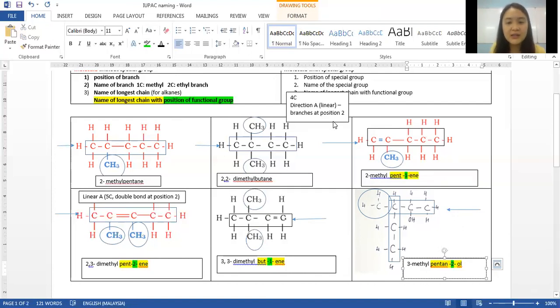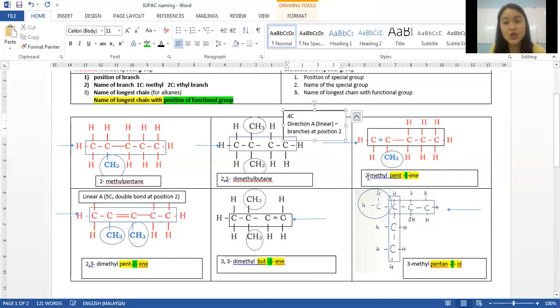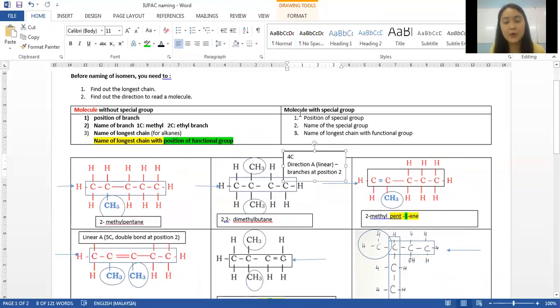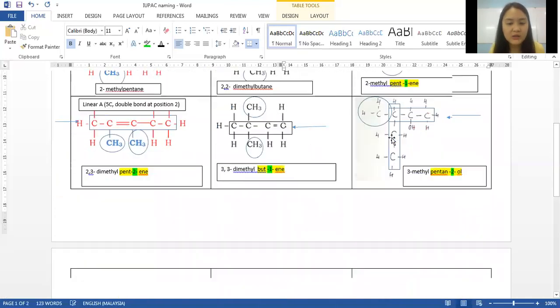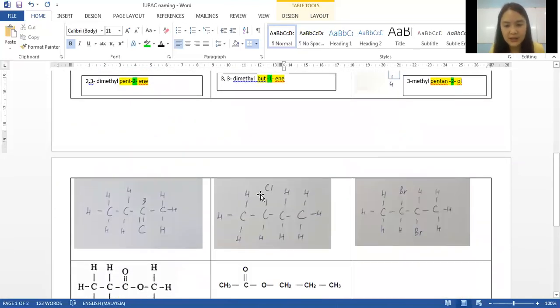Now, in certain situations, you might be given an organic molecule that has some special group inside. When you name it, you basically follow the same concept, but you modify it a bit. You first tell us the position of that special group. And when we talk about special group, we refer to things like Cl or Br that are added in. So you first tell us the position of the special group, the name of that special group, and again, the name of the longest chain. An example would be this one.